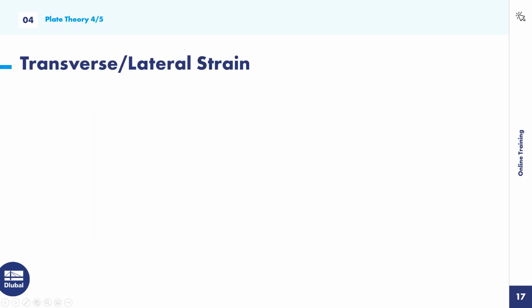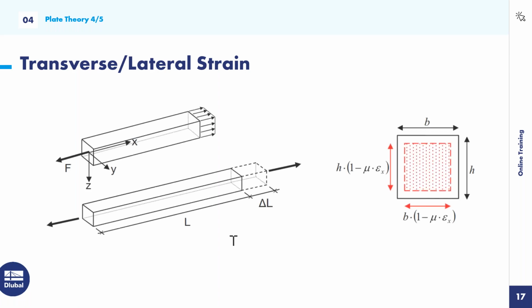So in this next slide, we can have a better look at what that means. Here we have one beam, and when tension force is applied to it on either side along its length, the cross-section will shrink with regards to the height and width of the beam. You can see on the right-hand side that the height and width are going to shrink based on the strain, and this mu factor here is what takes this into consideration. So this is what I mean when I say we're taking transverse and lateral strain into consideration for the Reissner-Mindlin theory.